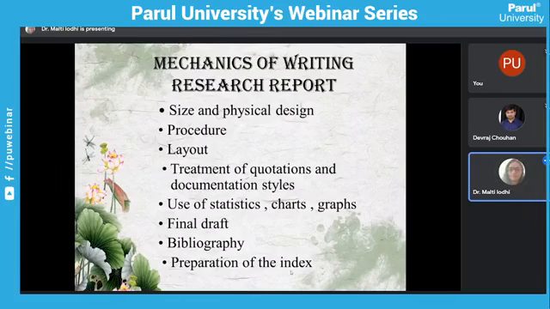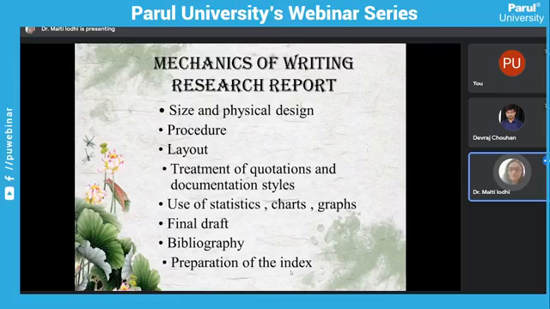Now, the mechanics of writing a research report. This also has points, including technical points, that you have to remember while you are writing the research report. Size and physical design. Definitely, your research report's size should be concise, and it depends on the institutional policy also. So researchers have to remember and make it according to the policy of their institution or organization.